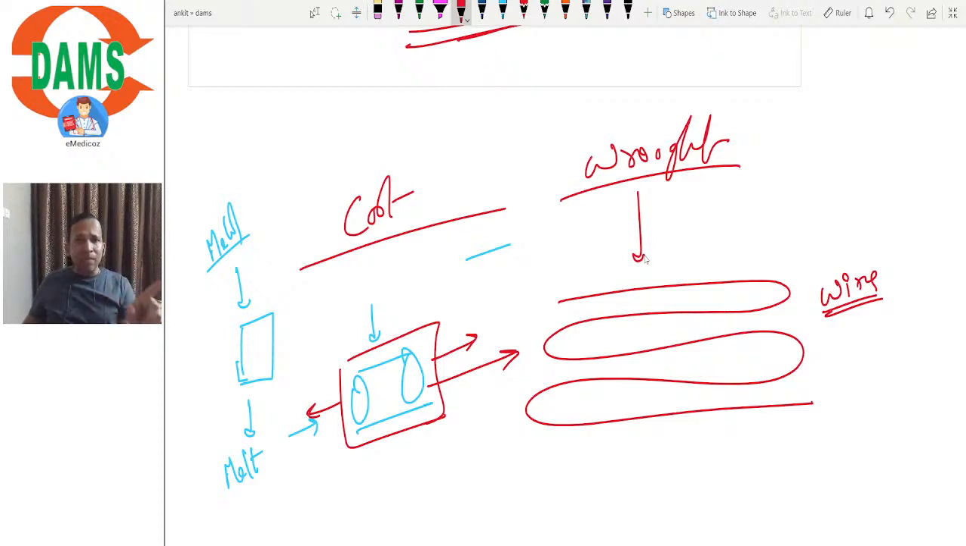एक तो था कास्ट मेटल, जब हमने मोल्टन मेटल को पोर किया किसी की शेप में, that is cast. उसको जब आपने स्ट्रेस लगाया और आपने उसे इलोंगेट कर दिया, शॉर्ट कर दिया, कुछ भी कर दिया, आपने उसकी शेप चेंज कर दी कुल मिला करके, तो that is the wrought metal, isn't it?